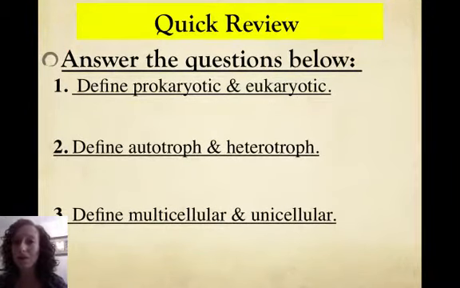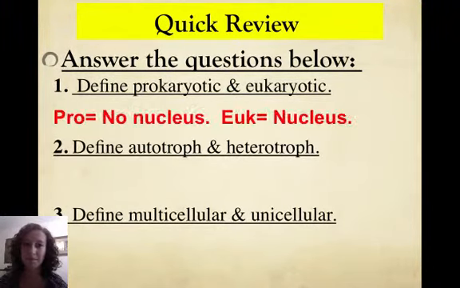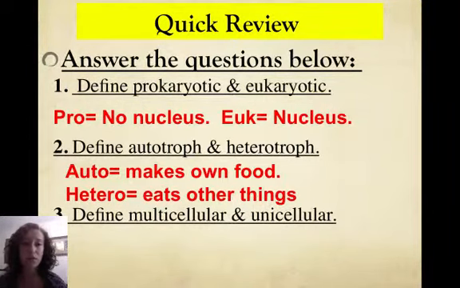Quick review. Answer the questions below. Define prokaryotic and eukaryotic. Pause the video and make sure you can define these. Pro means no nucleus, and eu means a nucleus, so prokaryotic cells do not have a nucleus. Define autotroph and heterotroph. Auto means they make their own food, and hetero means they eat other things. Autotrophs are plants, they create their own food. Heterotrophs are animals that have to eat other things.